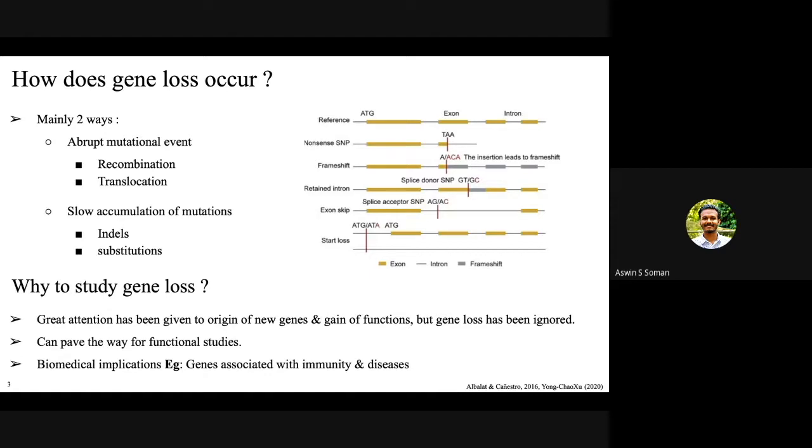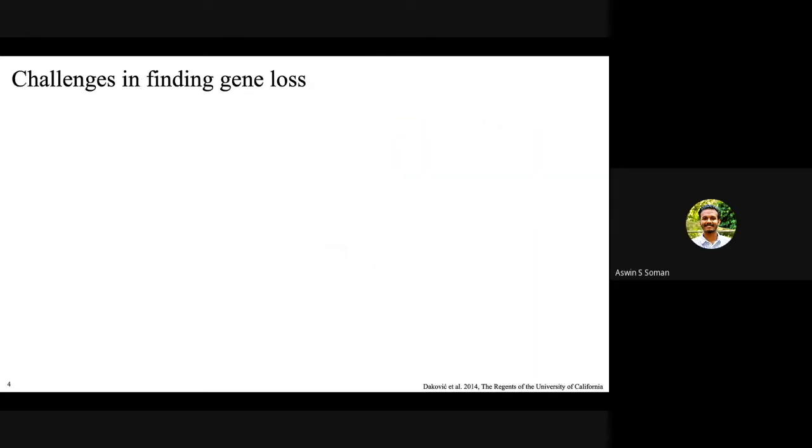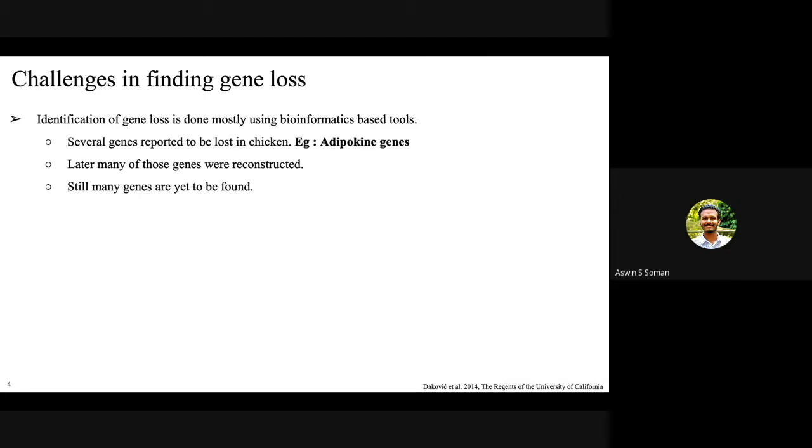Now, to identify gene loss, there are several challenges. The identification of gene loss is done mainly using bioinformatics based tools. For example, in birds, there are several genes reported to be lost, especially in chicken. For example, adiponectin carrying genes. Because those gene sequences were missing in their genome, it was initially served as evidence for the loss. However, later it was found that many of these genes are not truly lost.